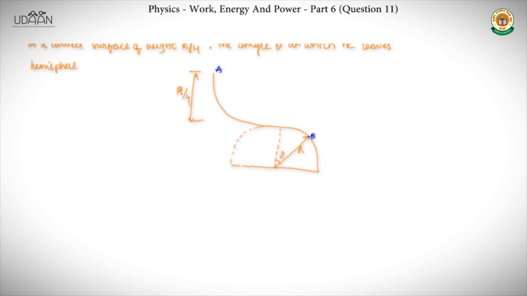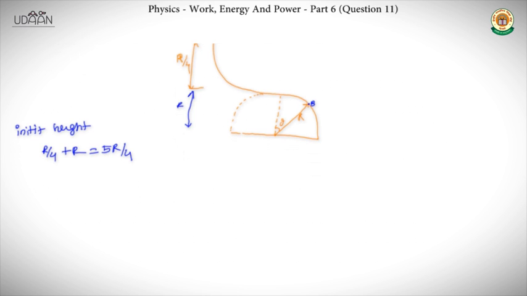Initially the person is at height r by 4 plus r, because this is r, and at the top of the hemisphere this is r by 4. Initial height of the person is r by 4 plus r, that is equal to 5r by 4.